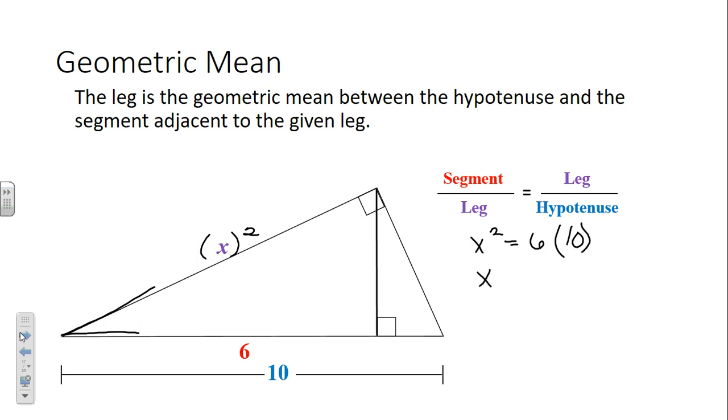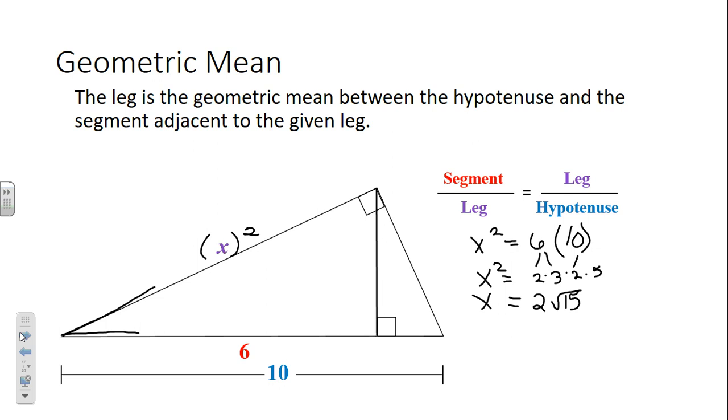So if x squared equals 60, well, one slight problem. What's 6 times 10? 6 is 2 times 3, right? And 10 is 2 times 5. What's my pair? 2. So 2 square roots of 15 is our x.